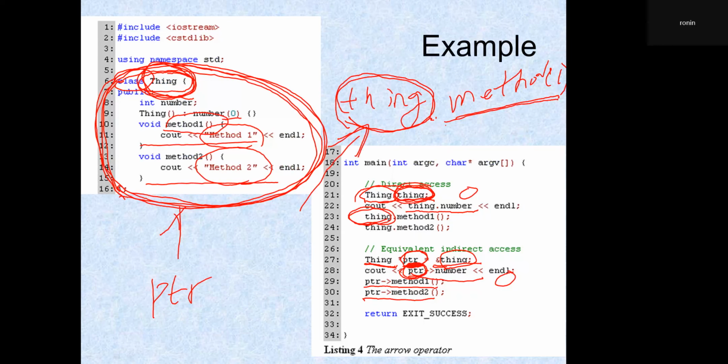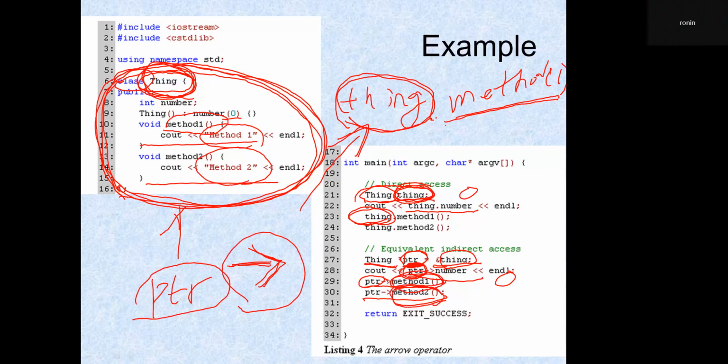Point to the thing's address. Then we want to call its member variables. When we want to access its member variables or member functions, we should follow this operator. PTR is a pointer pointing to the thing's address. So after a pointer, we need to use this operator, not dot, to call its function one, function two. You should remember this syntax. After the pointer, we should use this operator. If this is a thing itself, then we use a dot to call the function or member variables.